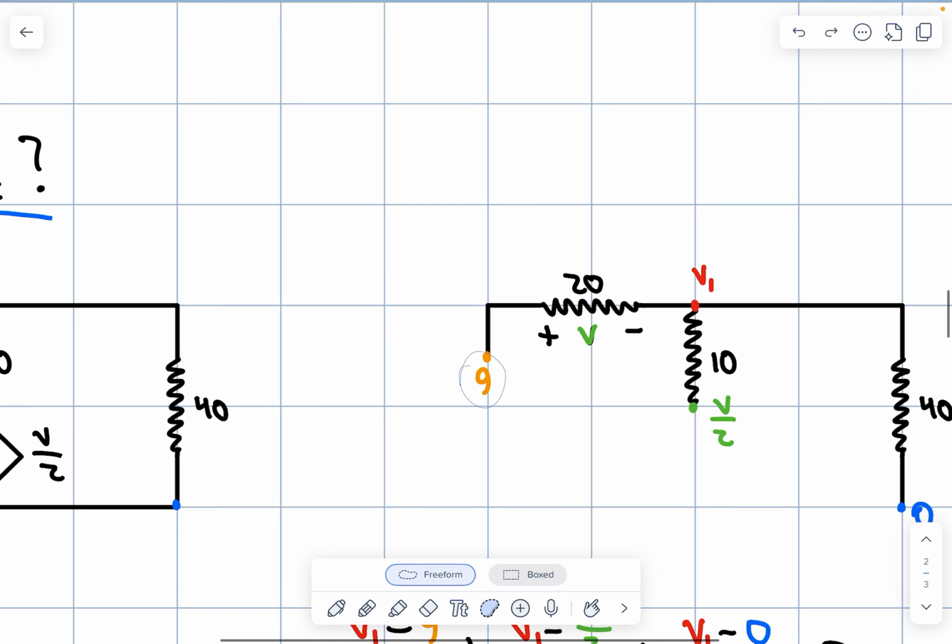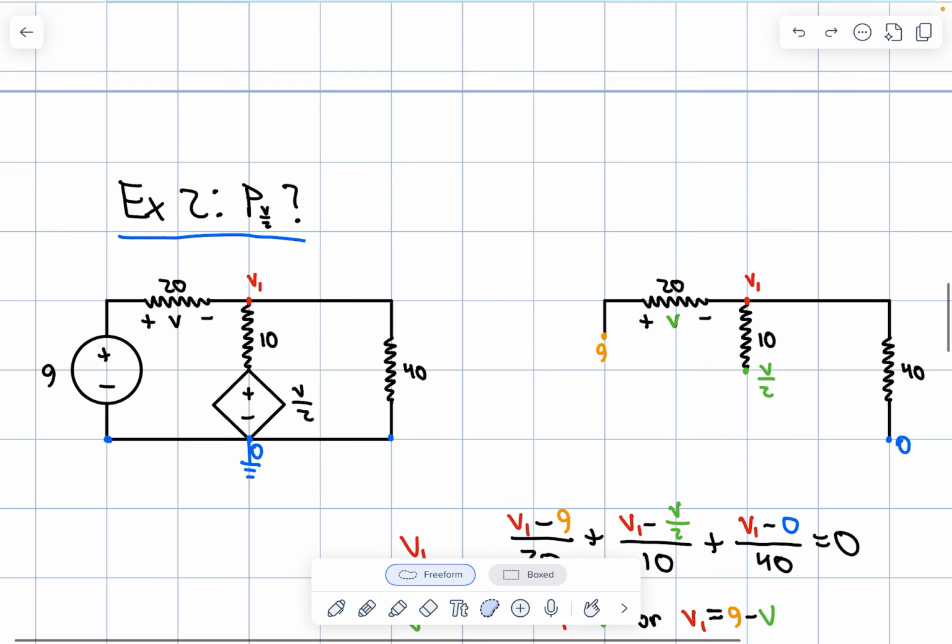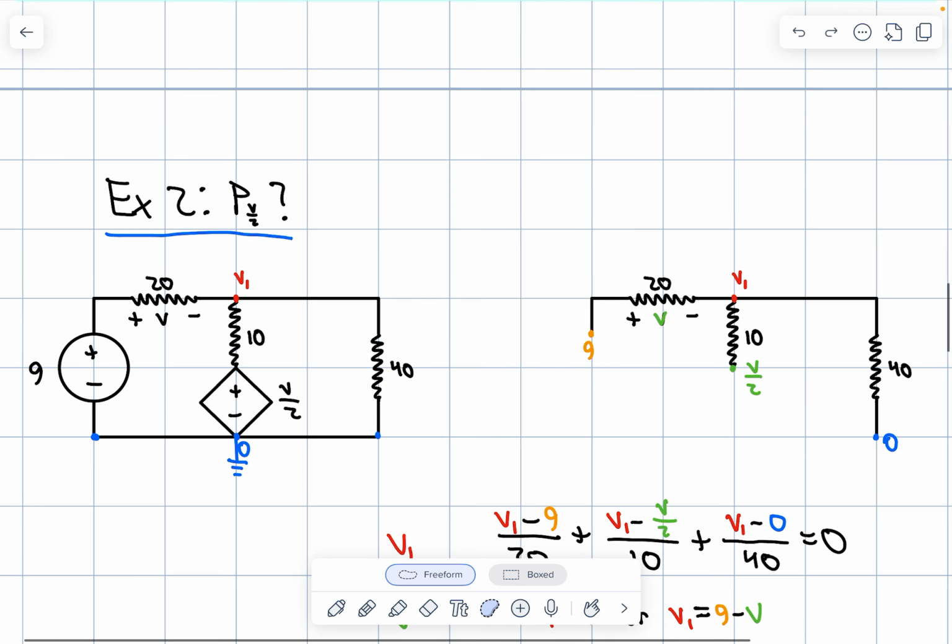And instead, I'll mark it somewhere else. So I marked this as having a 9-volt input, okay? Instead of having my connected 9-volt source. And you may be asking, oh, why the hell would you do that? That's kind of stupid. It just gives me a clearer mental picture, okay?